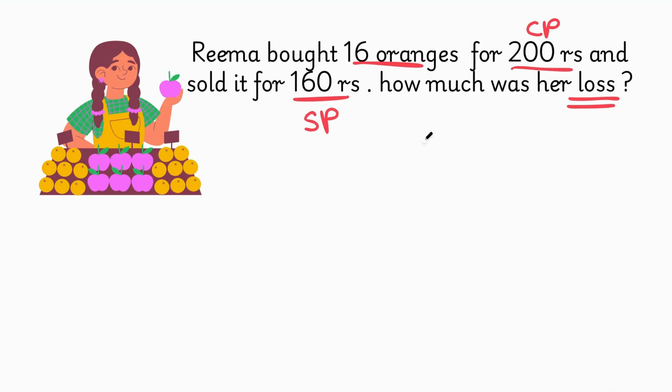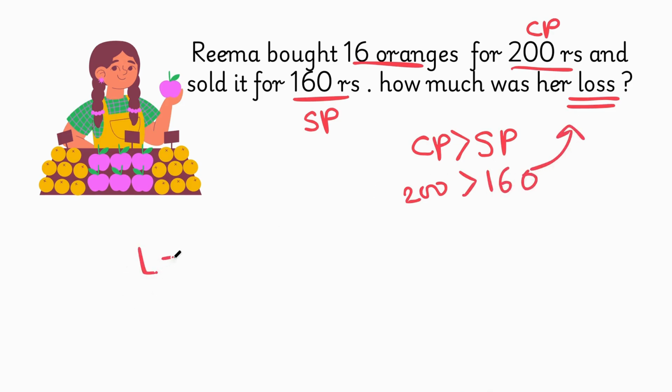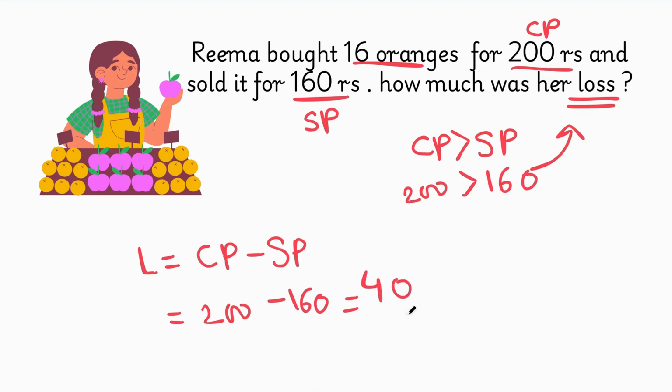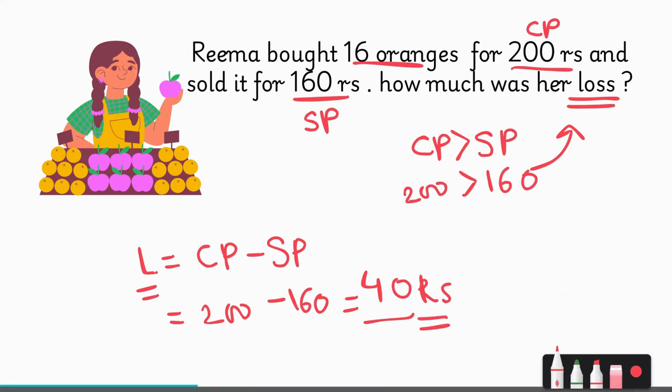Now for loss, the condition is the cost price should be greater than the selling price. So your cost price is 200, right, which is greater than 160. So she faced a loss. The formula for loss is cost price minus selling price, which is 200 minus 160. Now this is 40 rupees. So she faced a loss of rupees 40. I hope you understand it.